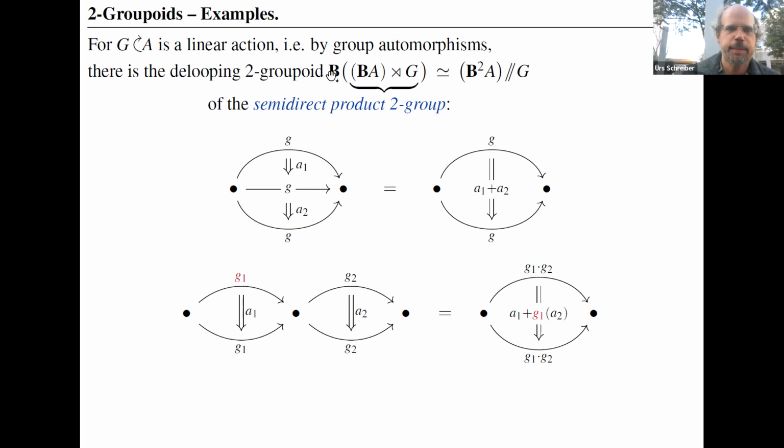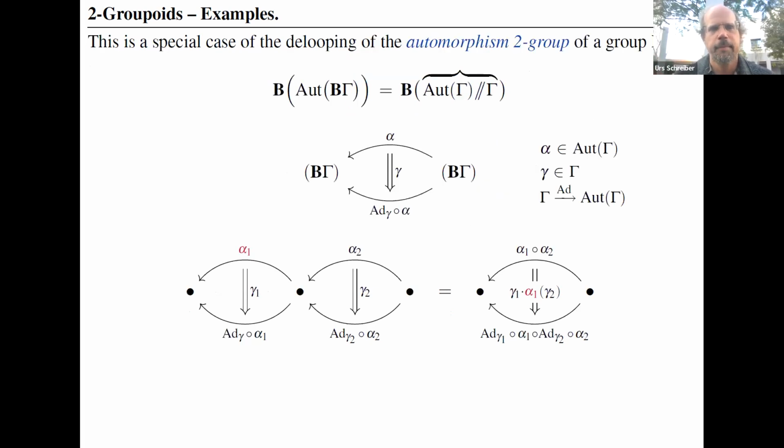So one can either think of it as being the delooping of that semi-direct product group, or, and I'm not going to explain this much in this talk, even though it plays a big role, but I'm just going to throw this notation at you. One can also think of this as being the homotopy quotient of the two groupoid, the double delooping of A, by the group action. It's actually the same. But take this just as notation if you wish at the moment.